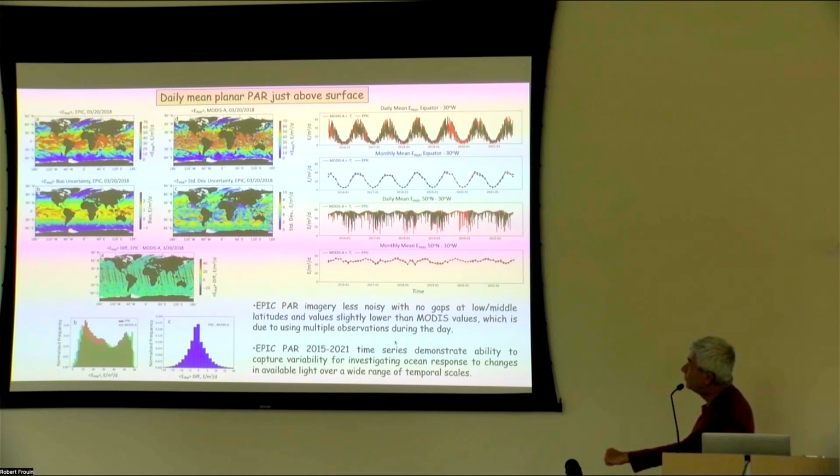First, the EPIC PAR imagery is less noisy, and there are no gaps at middle and low latitude. And this is due to the fact that EPIC uses multiple observations per day to estimate the daily value. So it describes quite well the dynamic variability of clouds, while in the MODIS product, you estimate the flux at the surface using basically only one observation per day. Right?